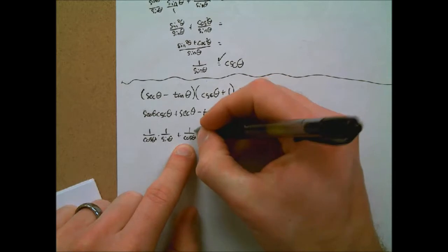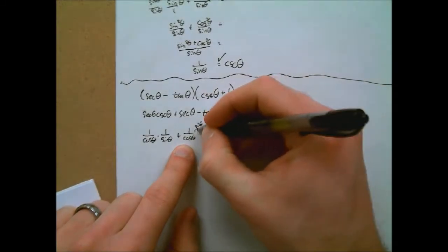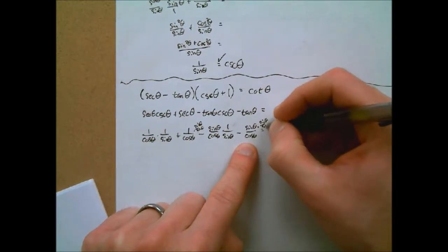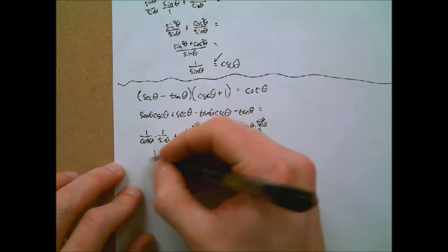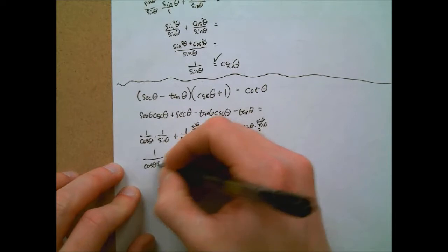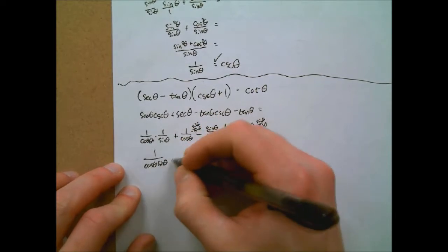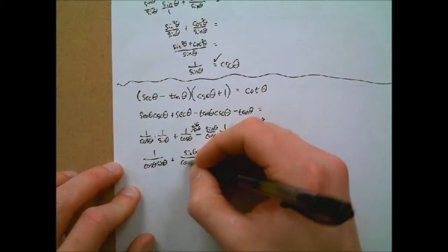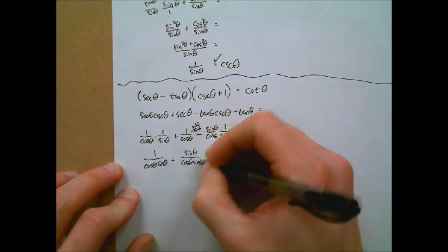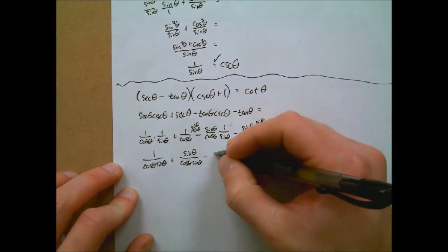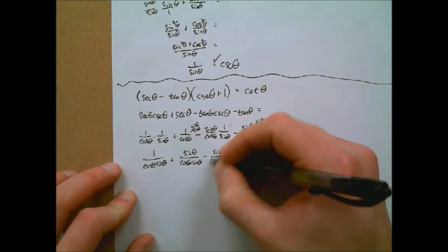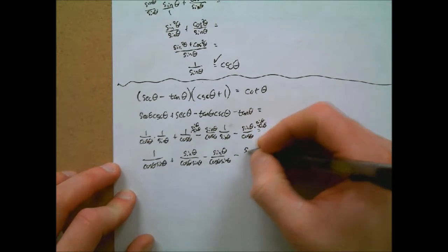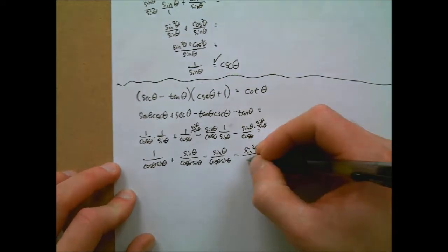So sine theta over sine theta there, and we'll multiply this one by sine theta over sine theta. Okay, so we've got 1 over cosine theta sine theta, plus sine theta over cosine theta sine theta, minus sine theta over cosine theta, minus sine squared theta over cosine theta sine theta.